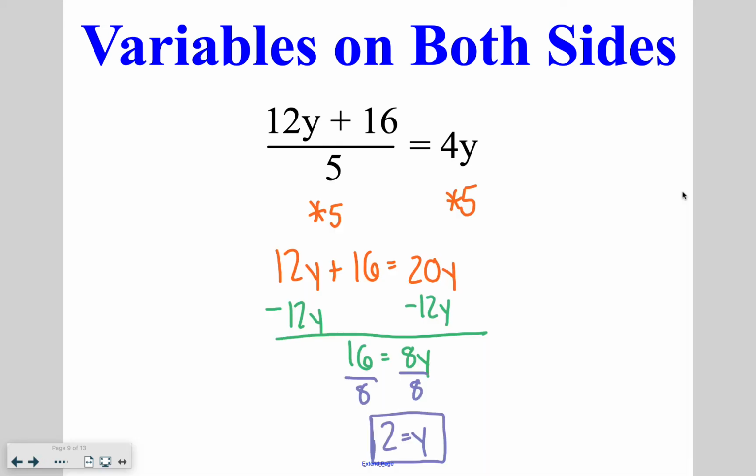We're going to start by multiplying both sides by 5, which gives us 12y plus 16 is equal to 20y. Combine my y's and divide by 8, I get an answer of y is equal to 2.